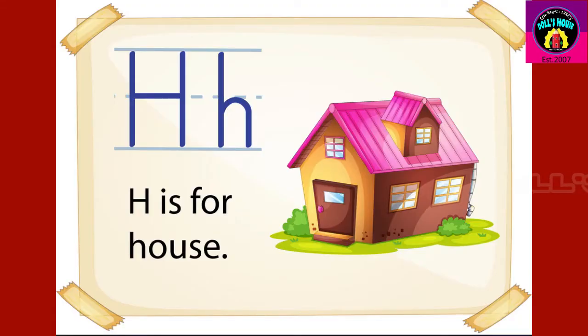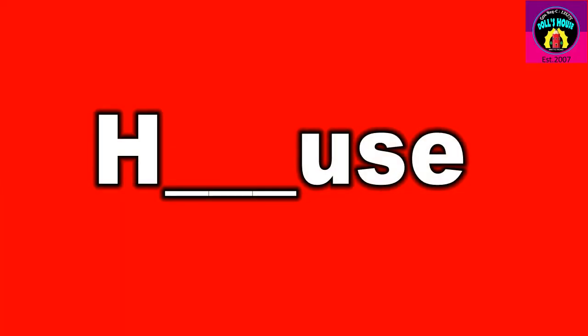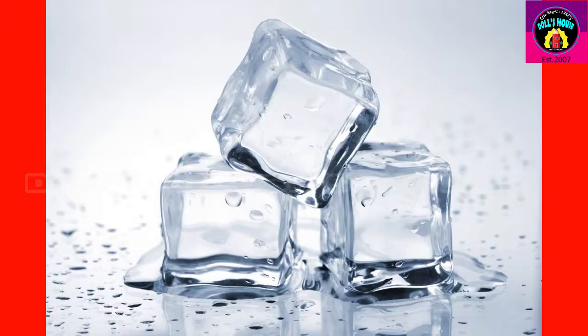Can you see any picture? Can you guess what it is? This is house. House spelling is H-O-U-S-E, house. Again, say with me, H-O-U-S-E, house. This activity for you. What is the proper spelling of house? H-O-U-S-E, house.